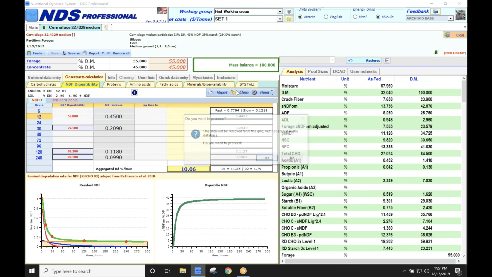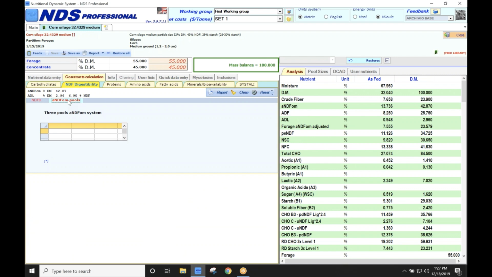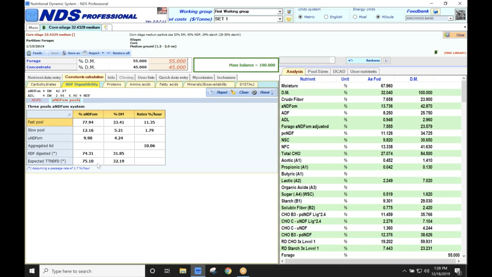There is a tab as well that I didn't mention, which is this one here, NDFOM pools. So just on the right of the calculation tab, which basically gives you a summary of the respective pools on NDF basis or dry matter basis with their respective rates. And then NDS makes also some assumptions on the passage rate, setting it at 1.7% per hour. And it gives you what the NDF digested should be as a percent of NDF and as a percent of dry matter, so in the rumen.